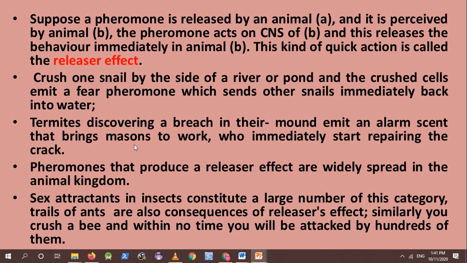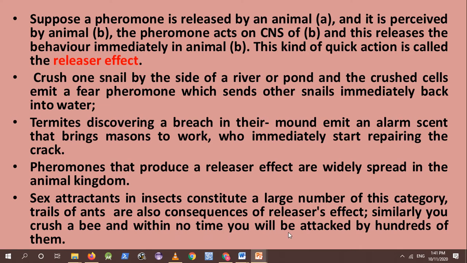A pheromone is secreted, another animal of the same species perceives it, receives it, and there is an immediate change in its behavior. This is called the releaser effect. And pheromones that produce the releaser effect are widely spread in the animal kingdom. Sex attractants which are found in insects also fall under the category of this releaser effect. Like in the last lecture we had discussed the trail of ants, that is also an example of the releaser effect.